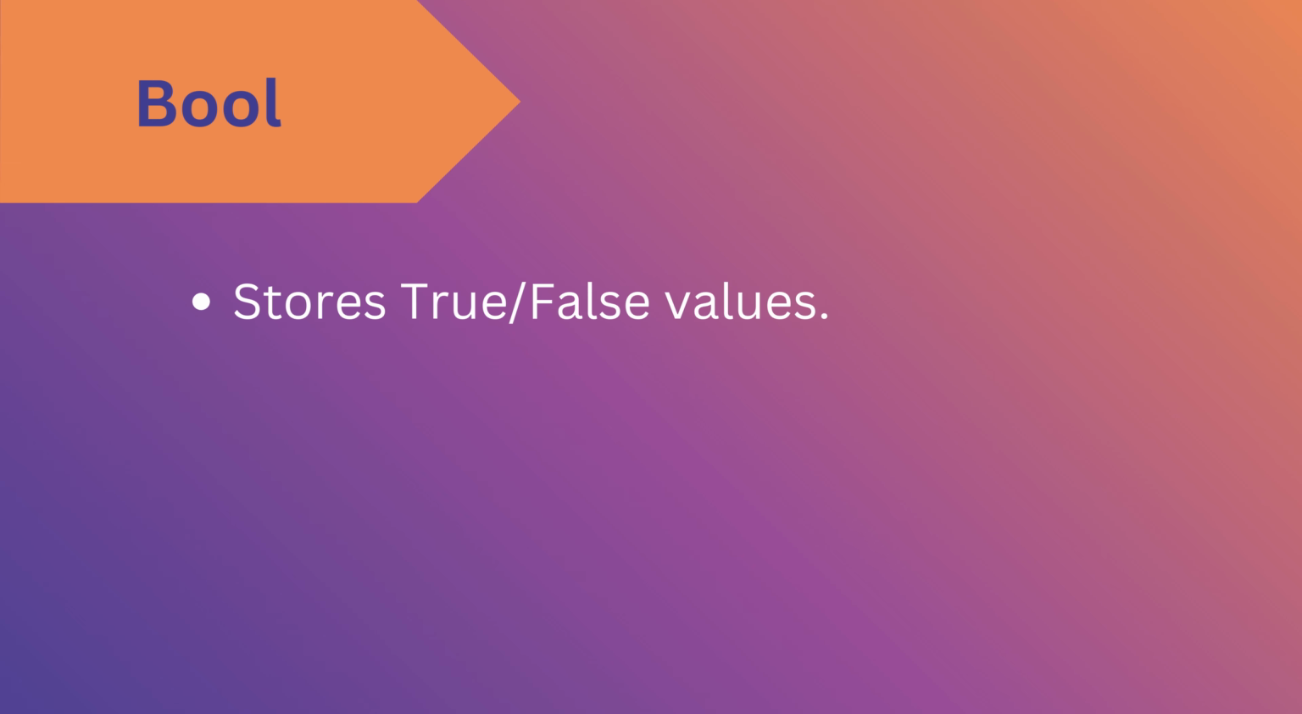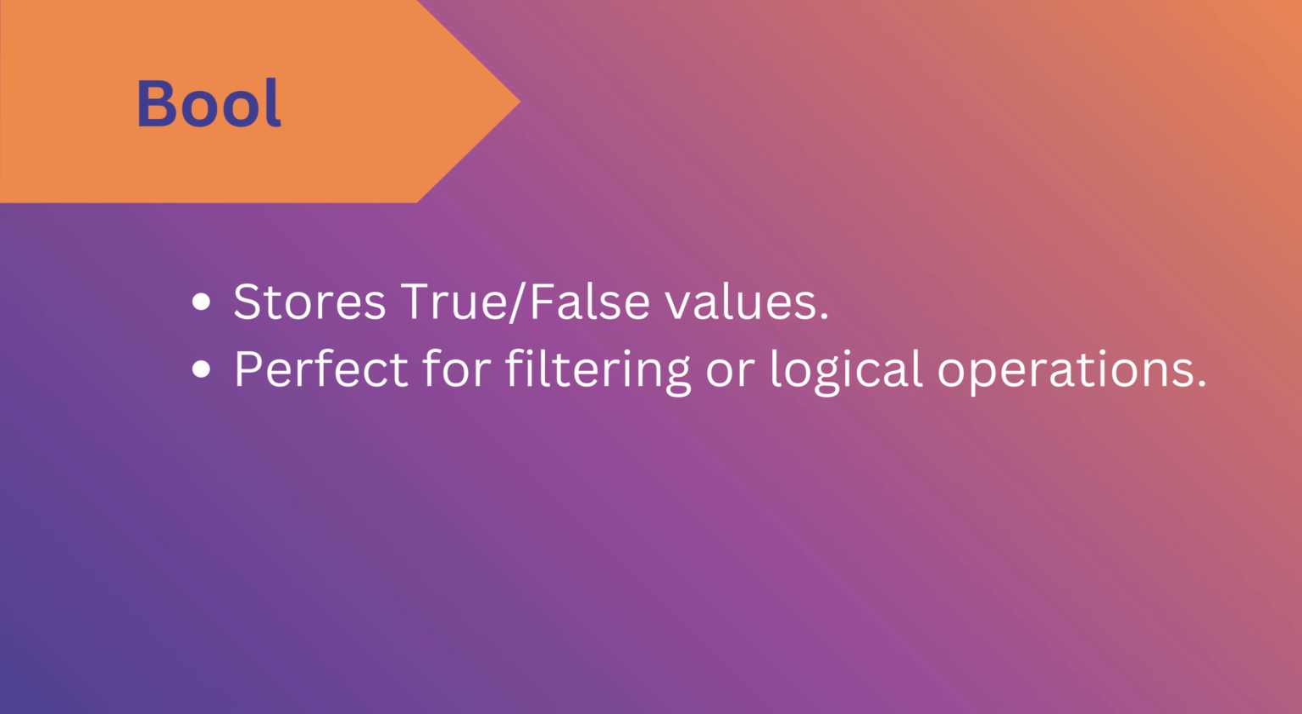The next one is Boolean. The bool data type stores true or false values. This is commonly used for columns that represent binary states, such as whether a product is in stock or whether a customer is active. Boolean columns are perfect for filtering or logical operations.